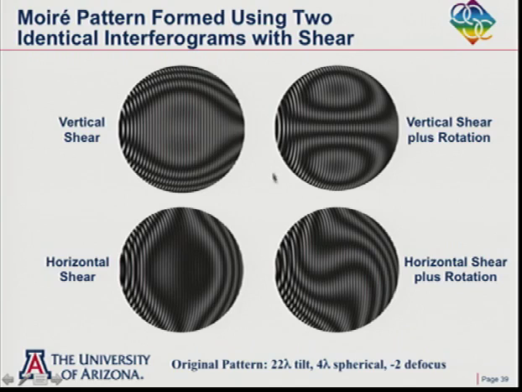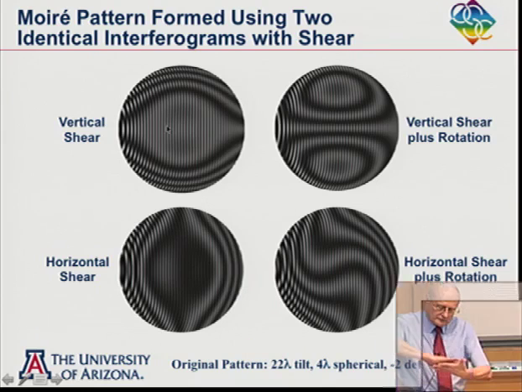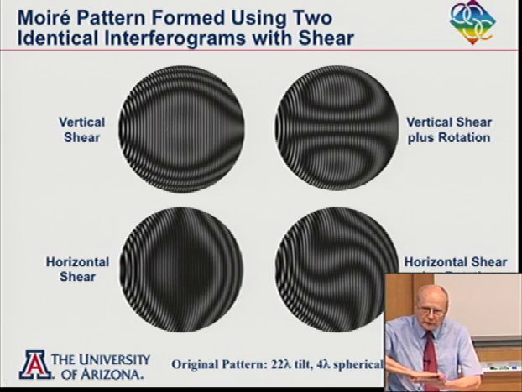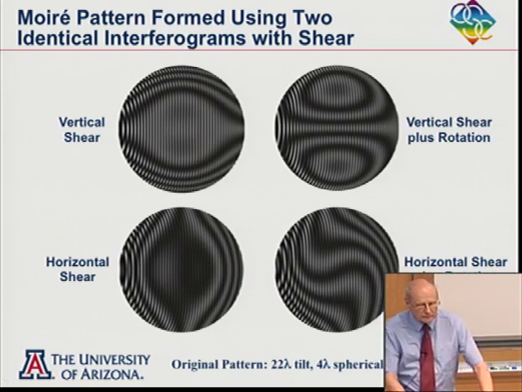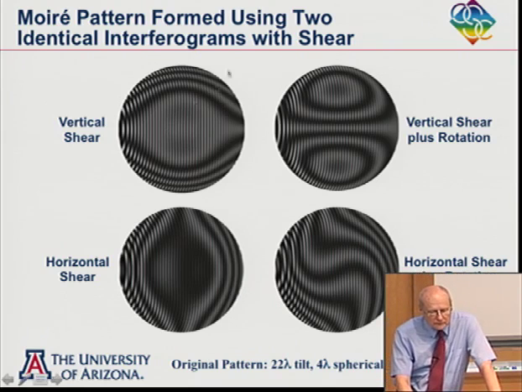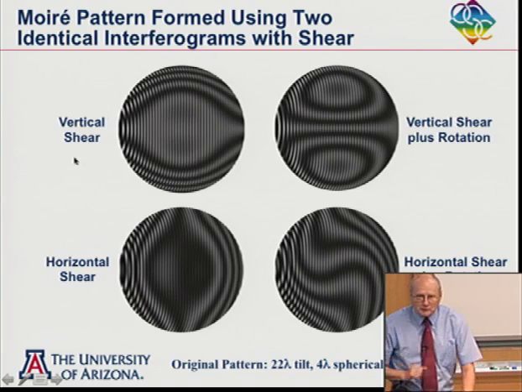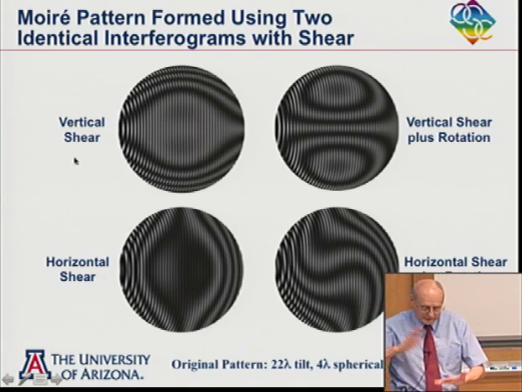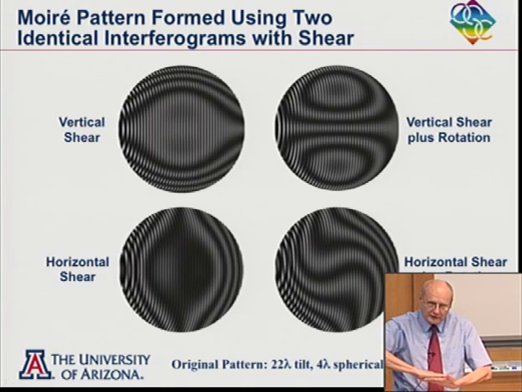The last one here is the pattern with 22 waves of tilt, 4 spherical, -2 of defocus, and I'm just going to translate one relative to the other one. So I just do a little vertical translation. Now, we haven't talked about shearing interferometers, but later in the course we will. And this is going to be like a shearing interferometer.